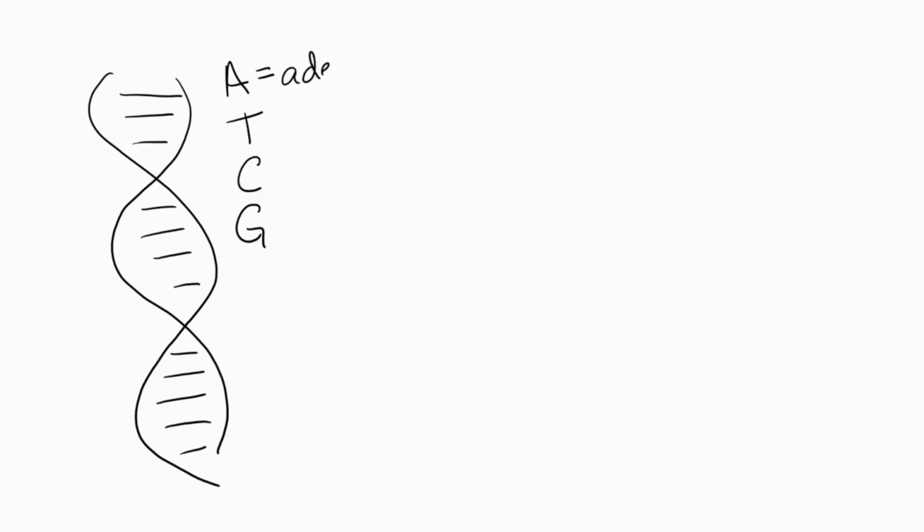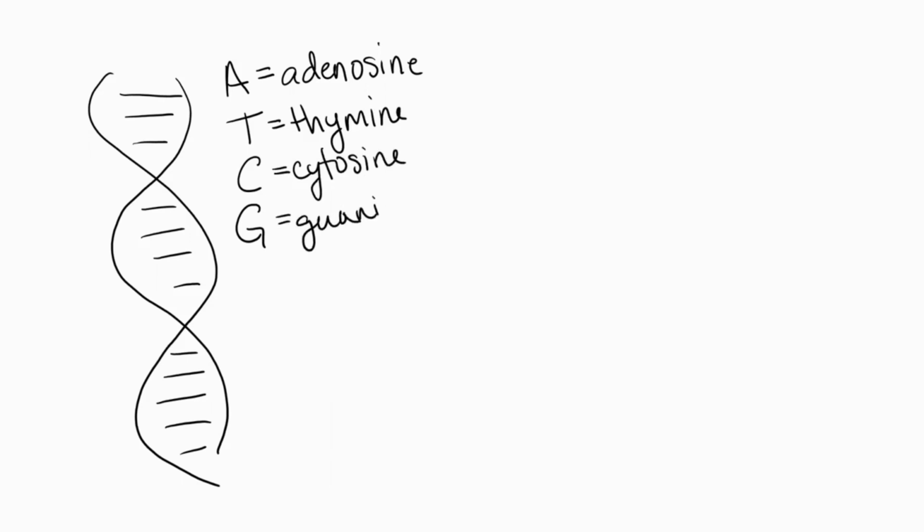A for adenosine, T for thymine, C for cytosine, and G for guanine. And the way that these get organized down the side of the DNA strand is what tells us all of the information about humans and about other species and even amoebas.